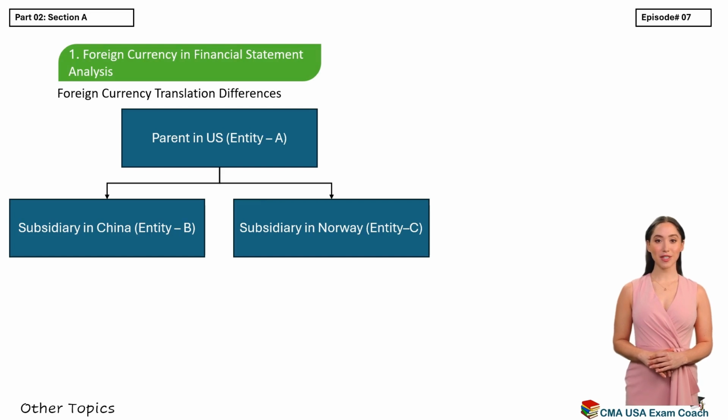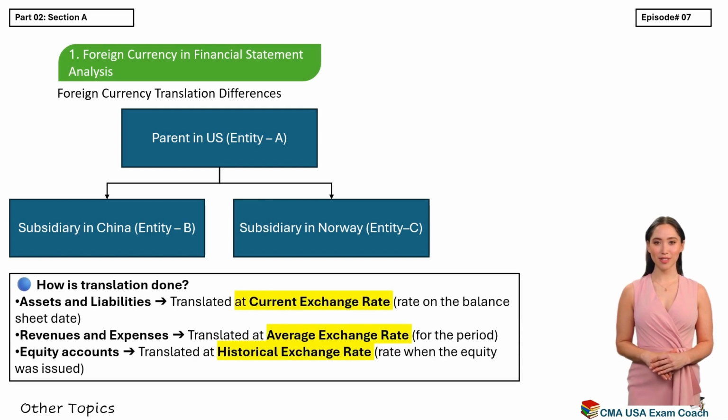Revenues and expenses are translated at the average exchange rate for the reporting period. Equity items like common stock and retained earnings are generally translated at historical rates. During this translation process, the mismatch caused by fluctuating exchange rates creates what we call foreign currency translation differences. For example, if last year the CNY to USD rate was 7, and this year it is 6.8, the values of the assets and liabilities of your subsidiary will change when reported in USD.